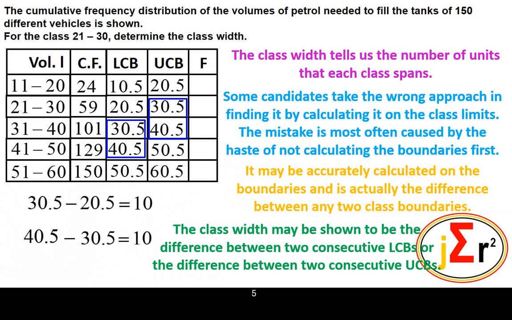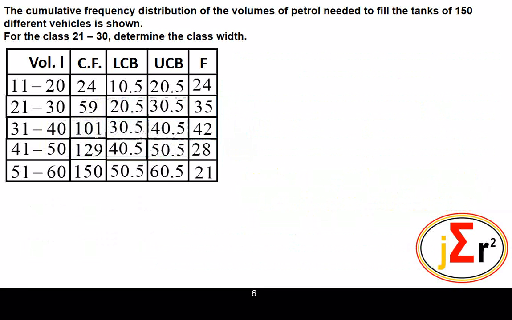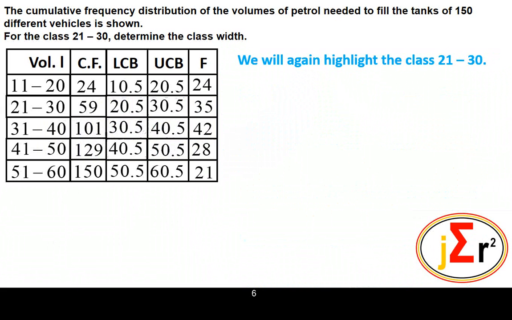Whether it is the difference between the lower and upper boundaries of the same class, the difference between two consecutive upper boundaries, or the difference between two consecutive lower boundaries. Now here we are just taking a second look at it. We will again highlight the class 20 to 30 because we need to determine the width of that class. That is what is required of the statement of the problem. So we go to that class, 21 to 30.